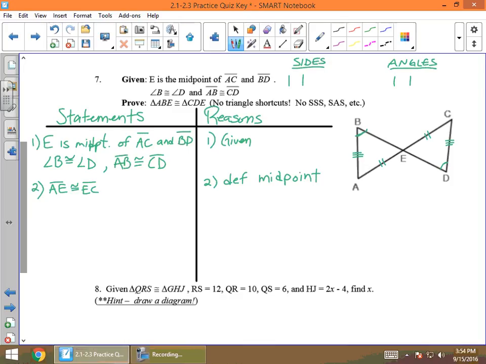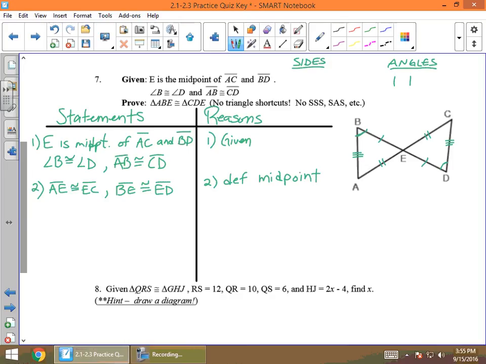Now, my first statement says E is the midpoint of AC and of BD. So look at the triangle again, and now look at segment BD. It goes right through point E. If E is in the middle of that, then BE and ED have to be the same distance apart as well. So BE and ED are the same as well, because that is what a midpoint is. That's the definition of being a midpoint. You have to be right in the middle. So that gives me my other 2 sides. So I have all the sides that I need now.